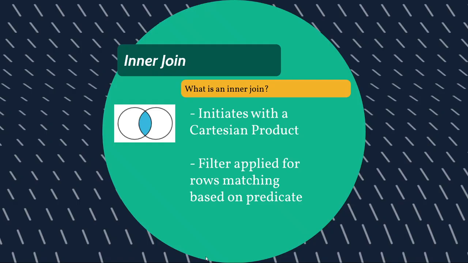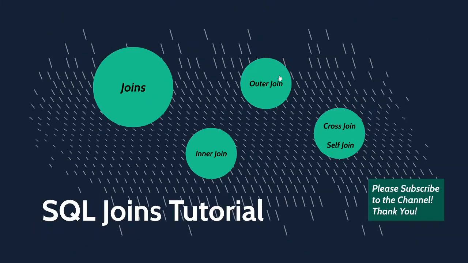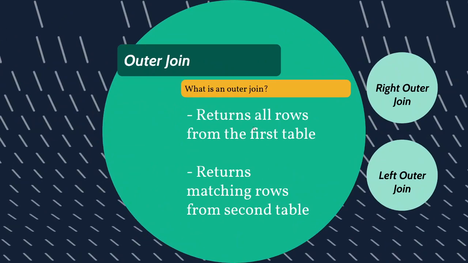Now let's talk about another kind of join, which is an outer join. So let's have a look here. An outer join returns all rows from the first table, and it returns matching rows from the second table if you have any matching rows from the second table. What happens in the outer joins is that one table's rows are preserved, and matches from the other table are retrieved. Let me give you an example.